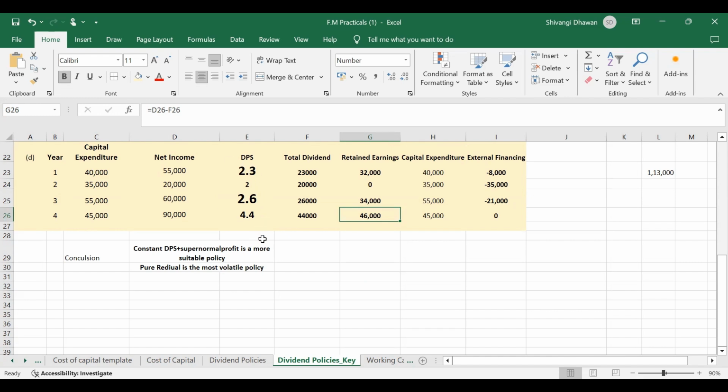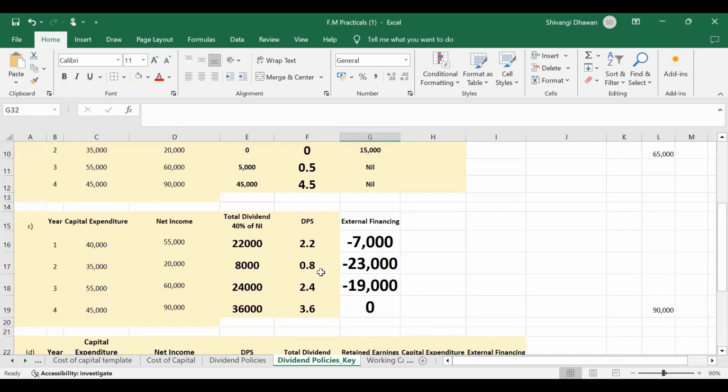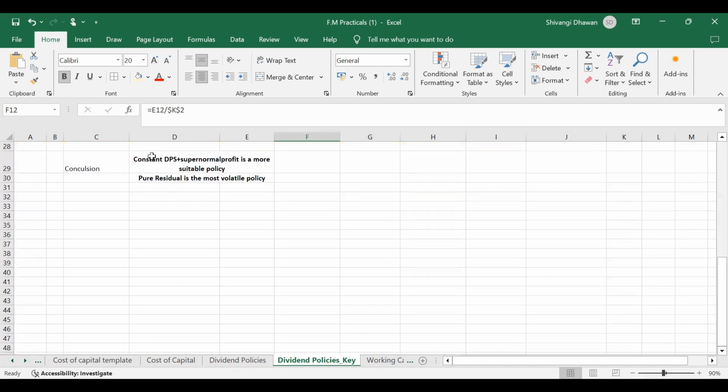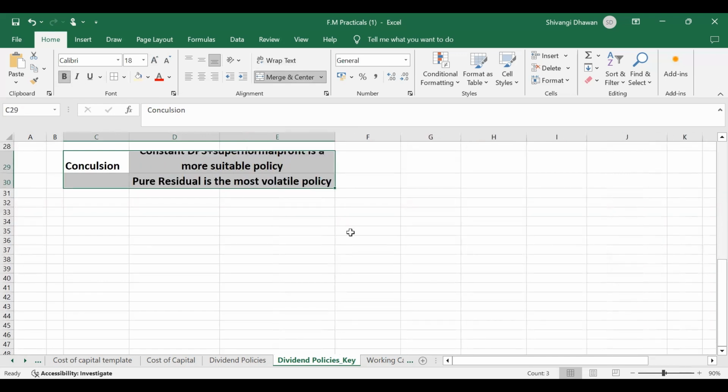We can see that we are having a decent amount of dividend per share every year, and also pure residual policy, let me just correct the spelling here. Residual policy is the most volatile policy. If you see it here, 1.50, sometimes you're not having any dividend. And sometimes it's just 0.5, and then again it is 4.5. So it's the most volatile policy. So this is our comment for the question asked to us in this particular problem.